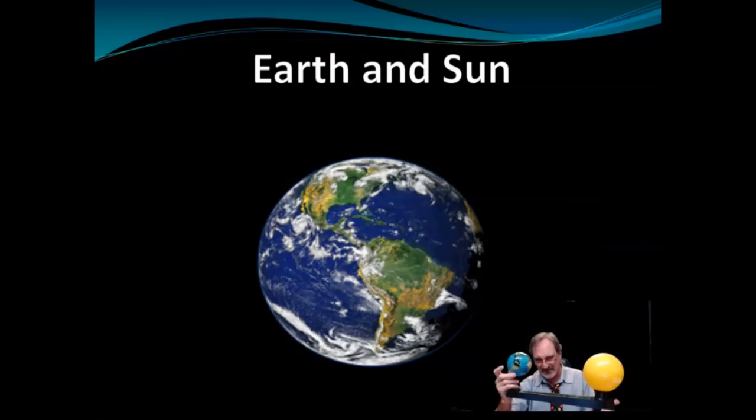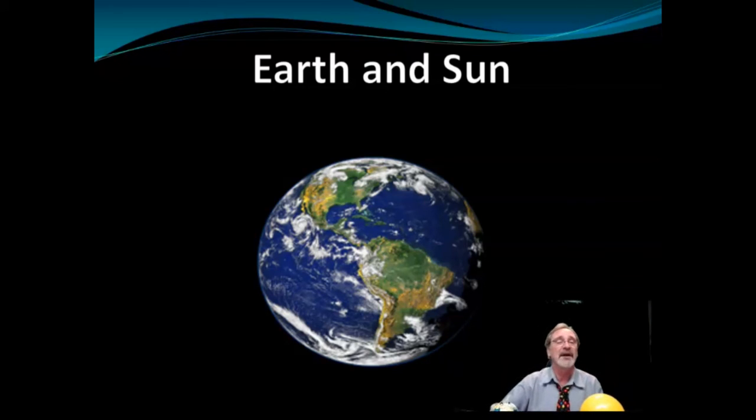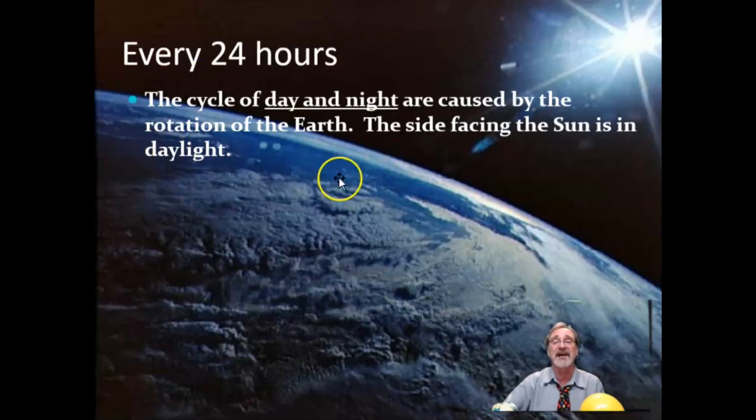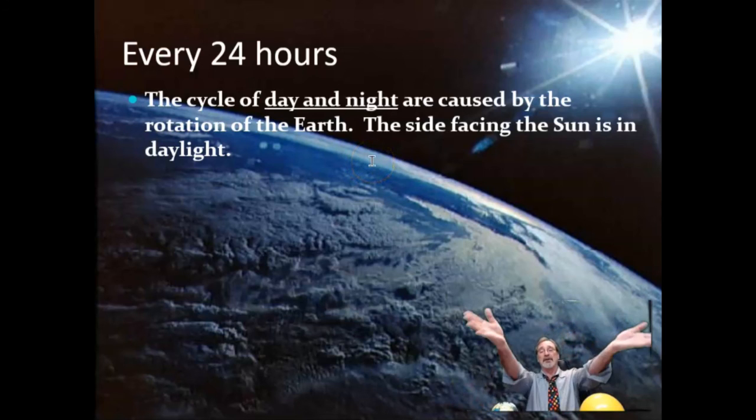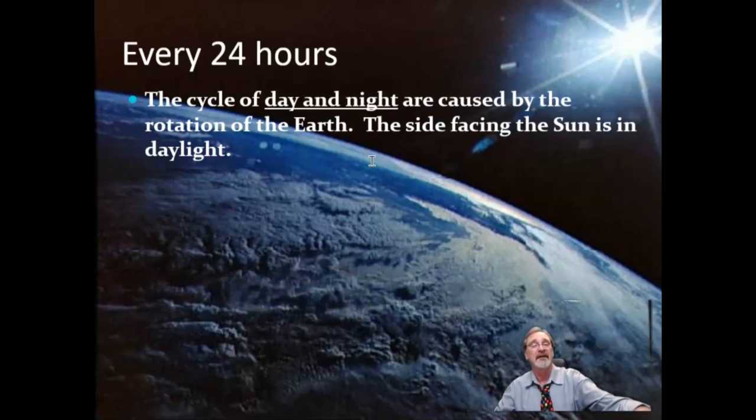So it warms up during the day and then cools down at night, so you've got two things happening: the rotation of the earth and the presence of the sun bathing it in electromagnetic radiation. On your notes, write this down: every 24 hours, the cycle of day and night is caused by the rotation of the earth. The side facing the sun is in daylight. Please write that down. You can pause the video to write it.